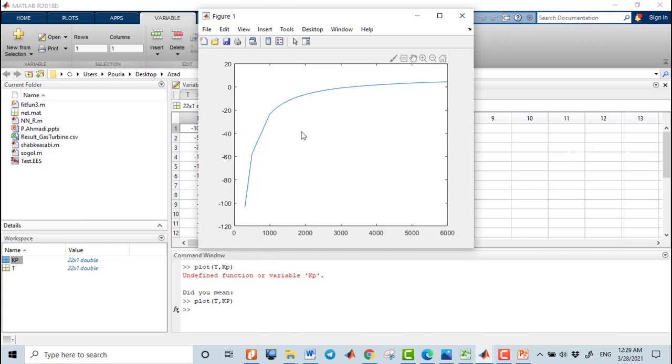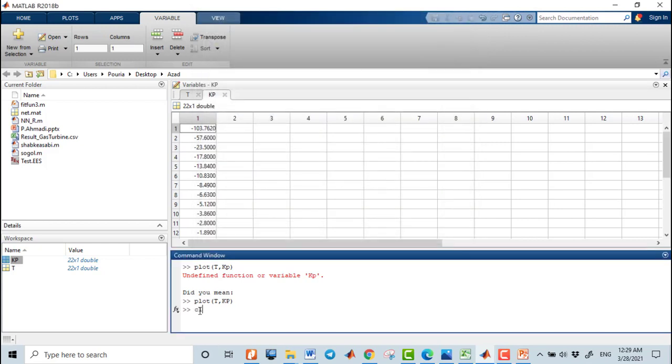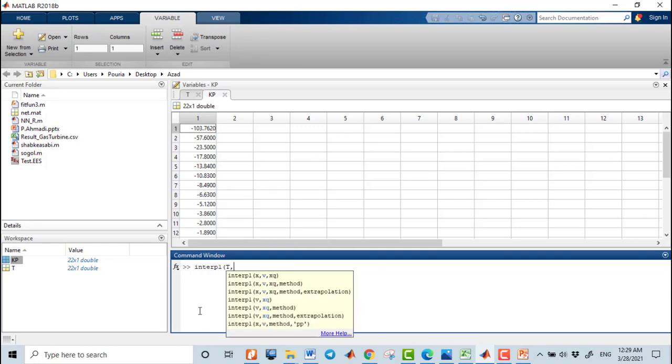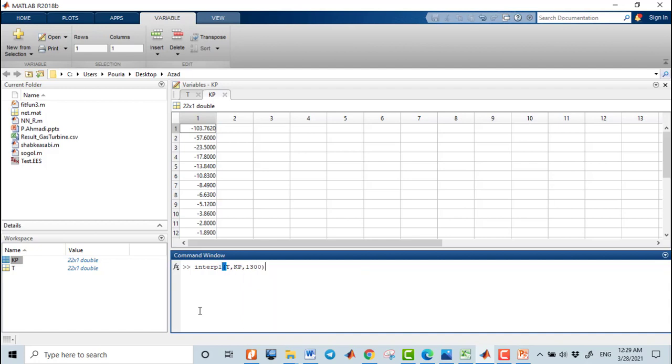What if I want to calculate the equilibrium constant Kp at any given temperature? So let's get started. Let's do clc here. I use interp1, because I want to do interpolation for one column, X and Y. In this case, I give it T as an input and Kp. My intention was to calculate at 1300 degrees Kelvin. Let's calculate. If I enter, then the answer is minus 15.82.